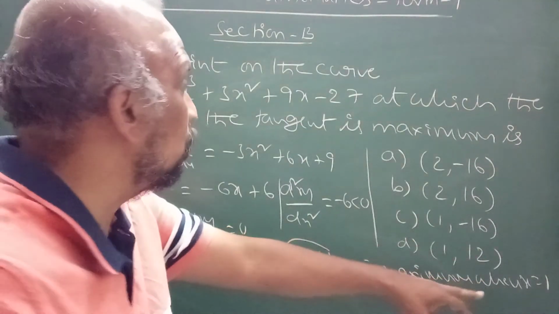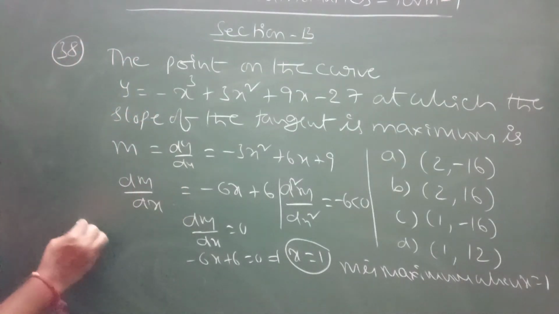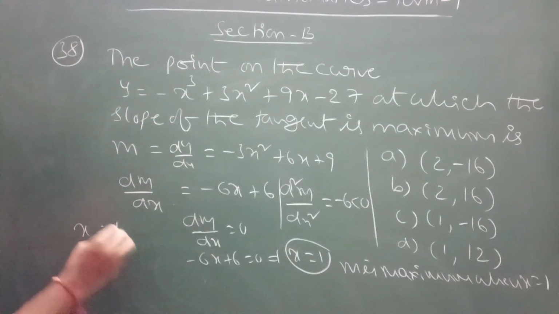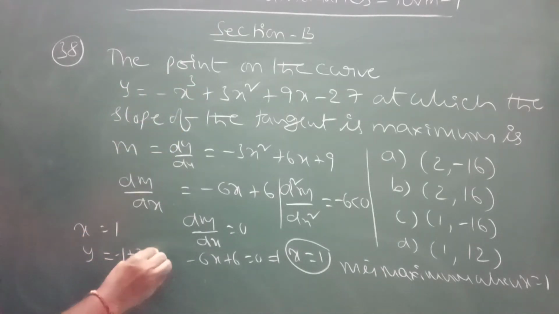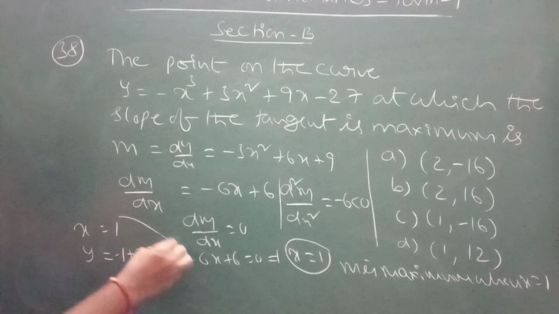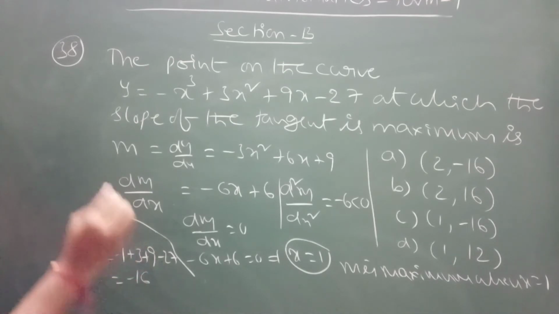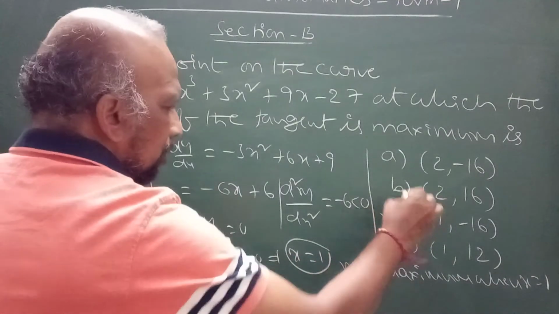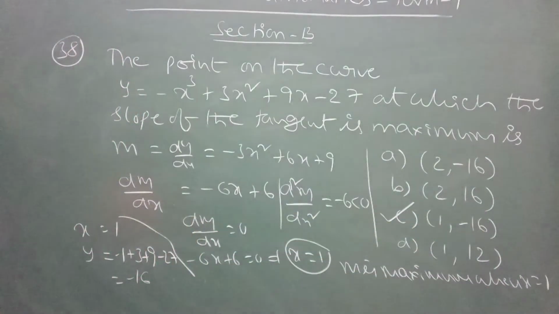Therefore, at x equal to 1, you should find the point y here. When x equal to 1, substitute in this: y is equal to minus 1 plus 3 plus 9 minus 27. It comes minus 16. So your answer is option C. That is the required point. 1 comma minus 16 will be the required point.